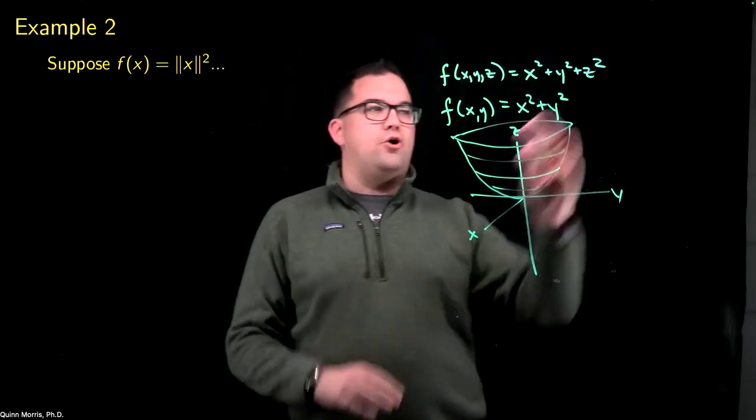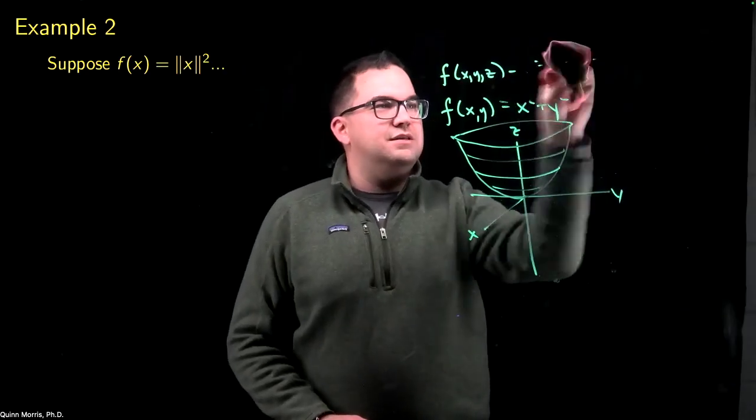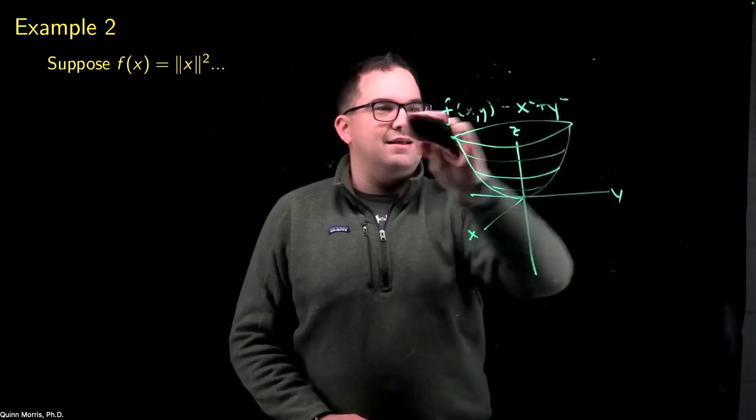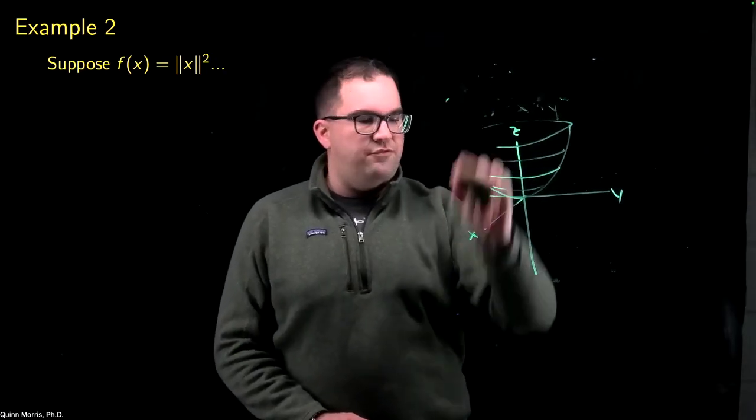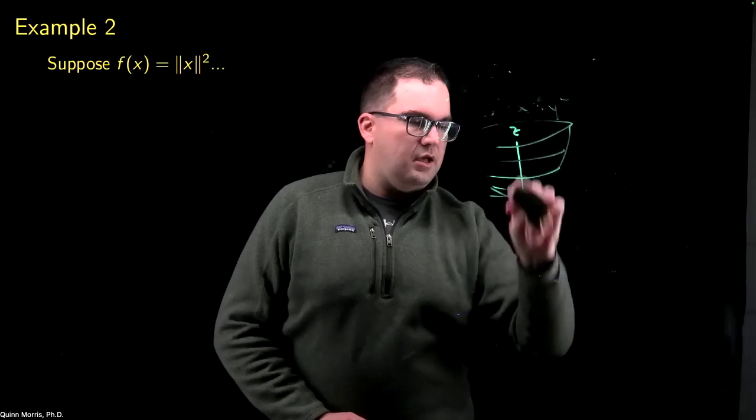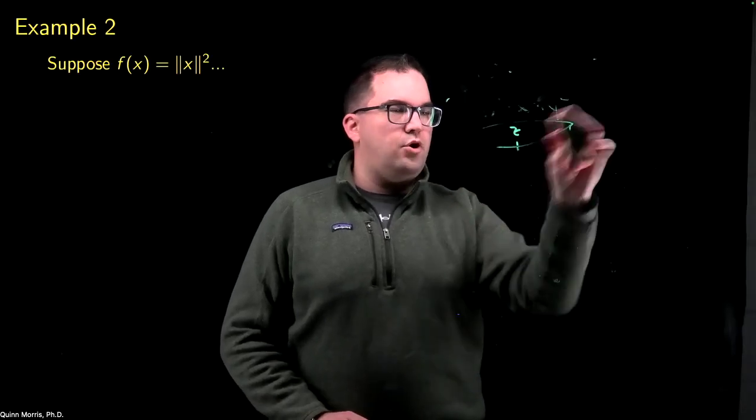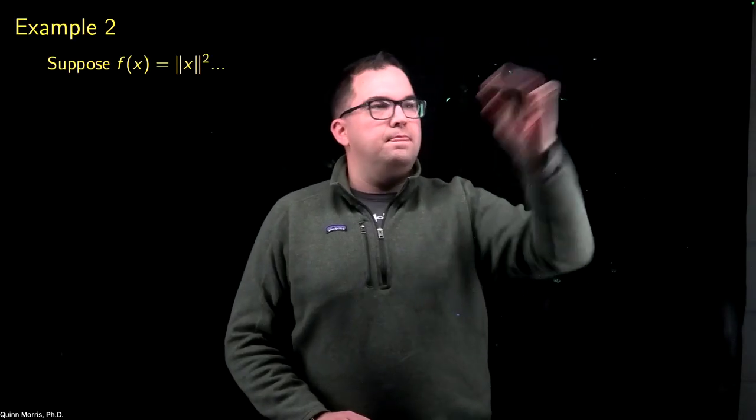So this really is sort of the simplest example of functions from Rn into R. This is the simplest sort of quadratic thing you might get. So let's see if we can compute a derivative here with respect to an arbitrary vector y.